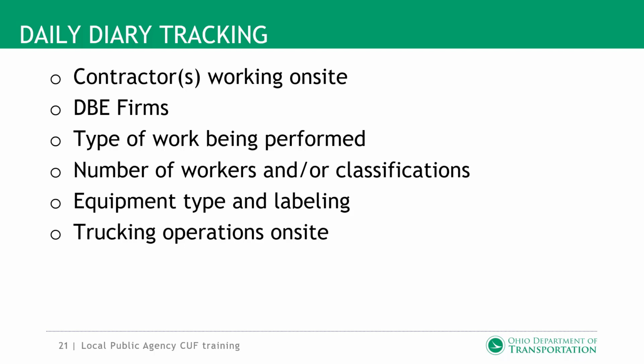Equipment type and labeling, that's very important to note in the diaries, especially for DBEs. If they are a milling operation, let's say, then obviously they should have their own equipment. It should be named by the DBE's name, and they should not be utilizing the prime contractor or another subcontractor's equipment. If they are leasing equipment, we'll go over that in a minute. They do have to have that agreement with the equipment or with the truck, and it does need to be a long-term lease. We'll cover that briefly in a minute.